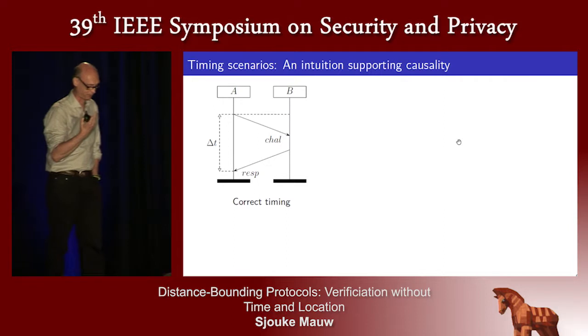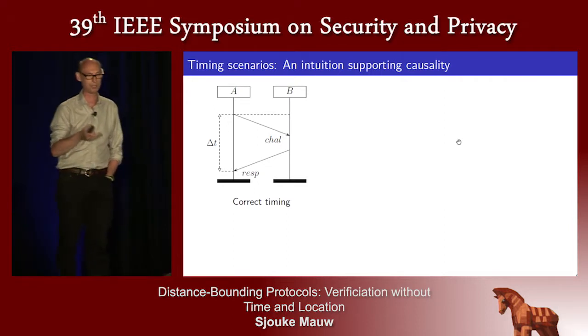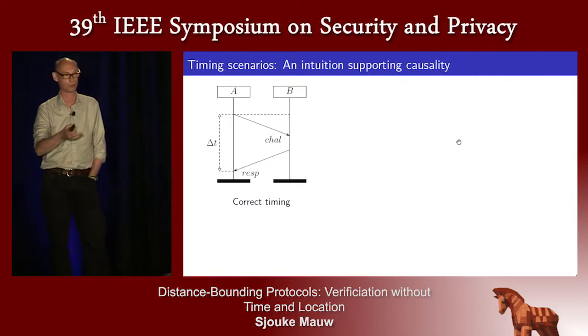So we have a distance bounding protocol, and we have an execution, which is a correct execution, in which a challenge arrives at B, and after that, the response is made up. So this is a standard execution that you would expect.